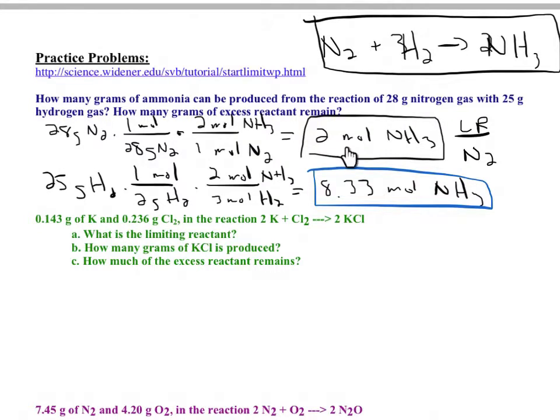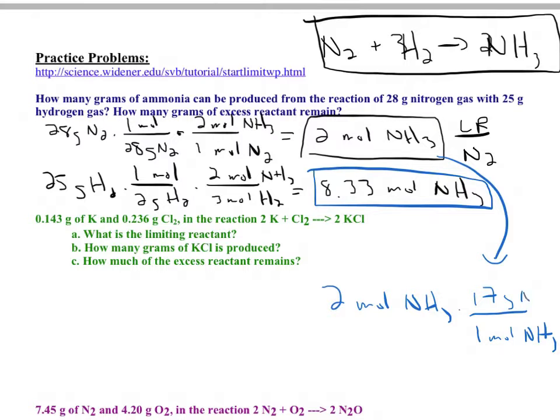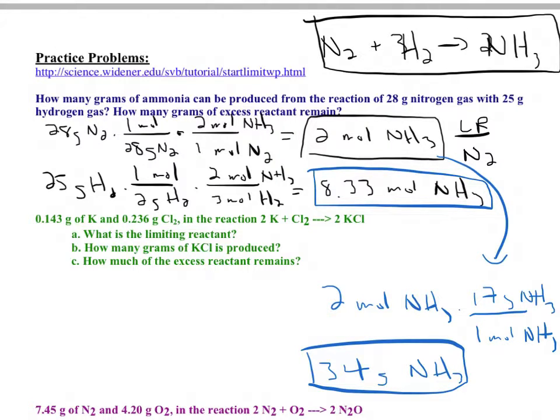So if we take this number and convert it to grams of NH3, we'll know how many grams of ammonia we make. So 2 moles of NH3, and then I just need to get to grams. So 1 mole of NH3 is 17 grams of NH3, and so we get 34 grams of NH3 is produced. Okay, so that's the first part. And then it says how many grams of excess reactant remain.